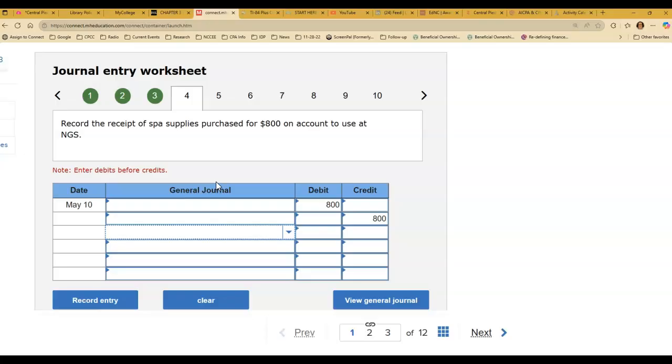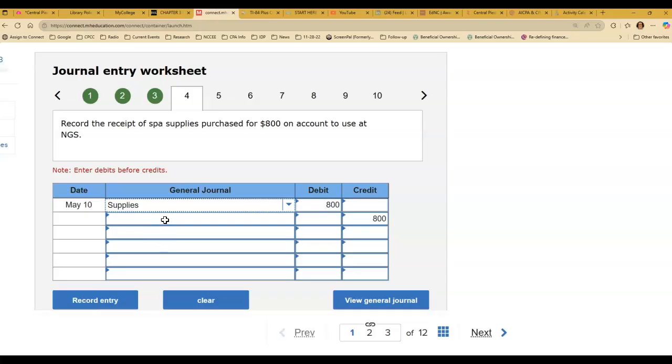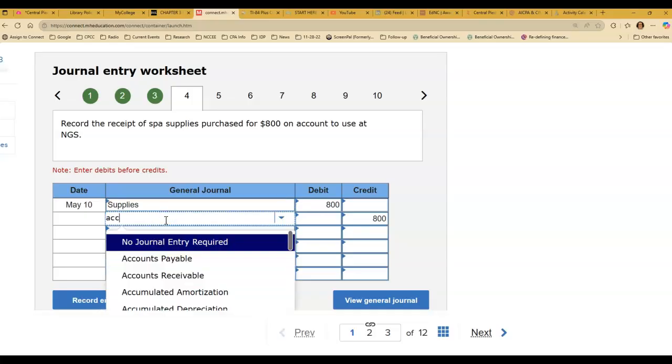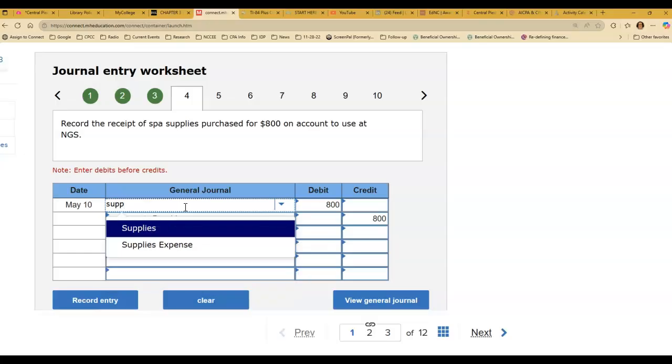Good. Supplies and accounts payable. Which one gets the debit? Good. We bought an asset. So we got supplies and the accounts payable. Now, let's look at one other thing. Why did I not choose supplies expense?